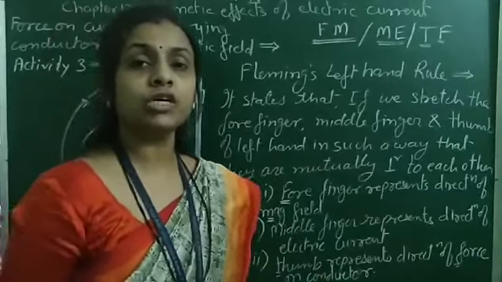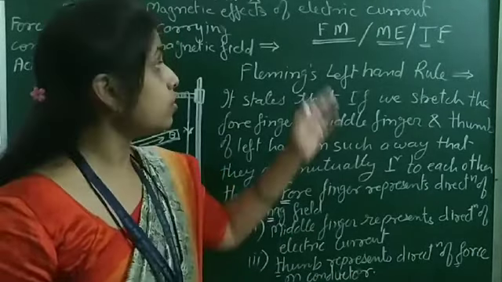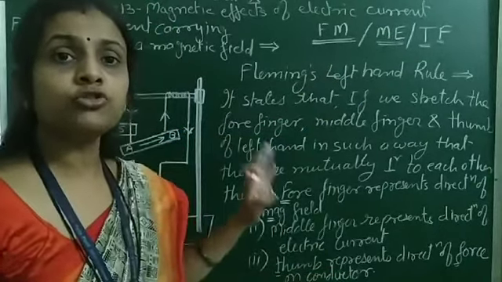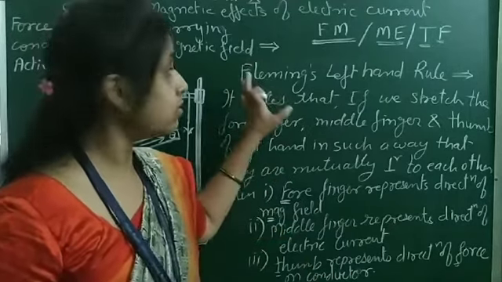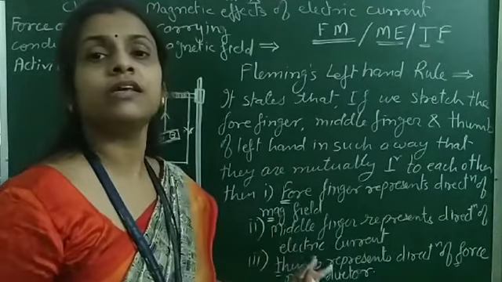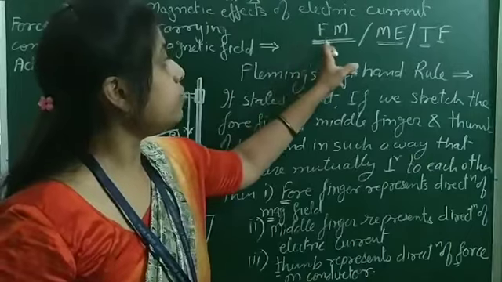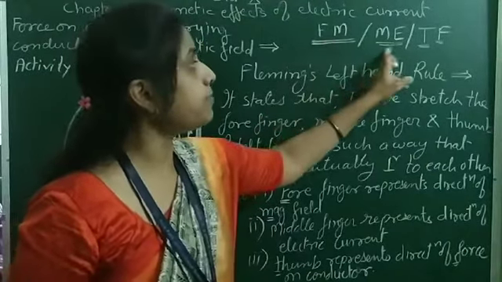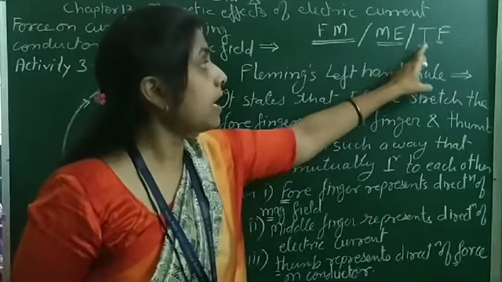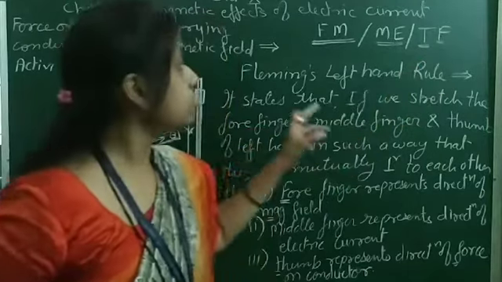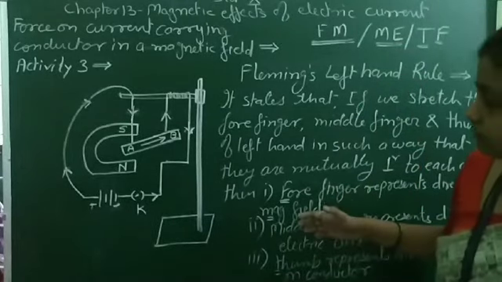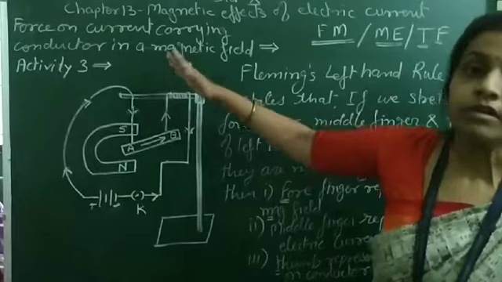So there may be no confusion about who represents which direction. So if you change the finger and the direction, then the law totally collapses. So the Fleming left hand rule should be proper according to the finger and the direction of the quantities. So for that you can memorize these three things, that is FM, ME and TF. FM means forefinger represents magnetic field, middle finger represents electric current, and the thumb represents force. So this is the Fleming left hand rule, and it is explained with the help of the third activity.